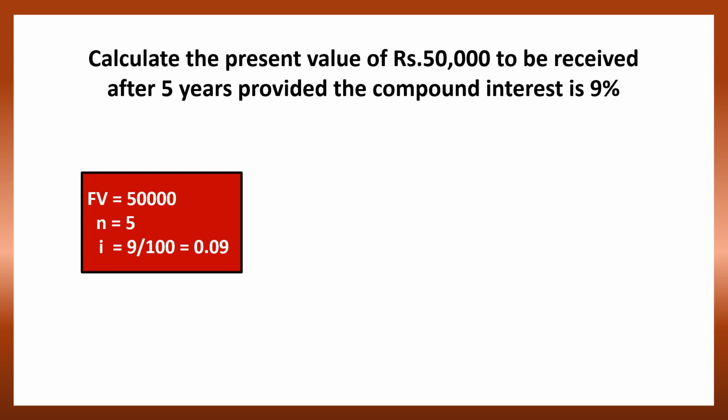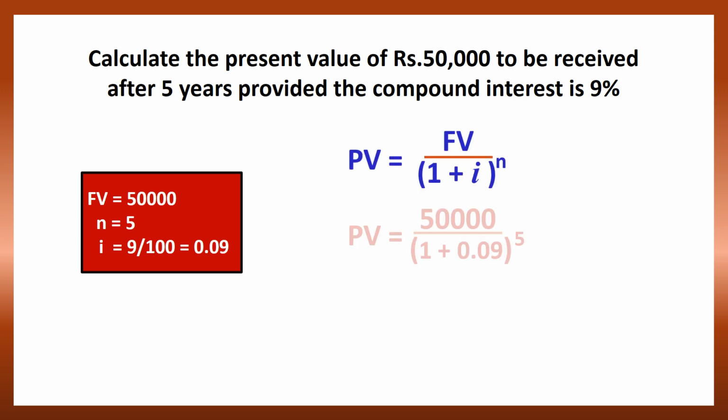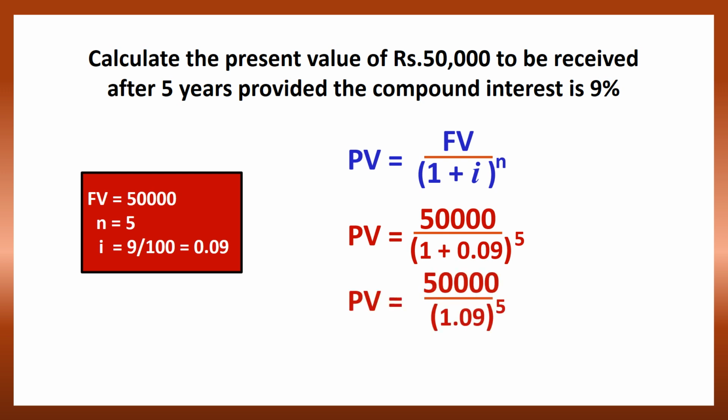Now N is 5 years and I is 9%. That is 9 divided by 100, so it will be 0.09. Now, let us apply these values in this formula to find the present value. So, present value is equal to 50,000 divided by 1 plus 0.09 whole raised to 5. That is equal to 50,000 divided by 1.09 raised to 5. Hence, the value is 32,497.1.